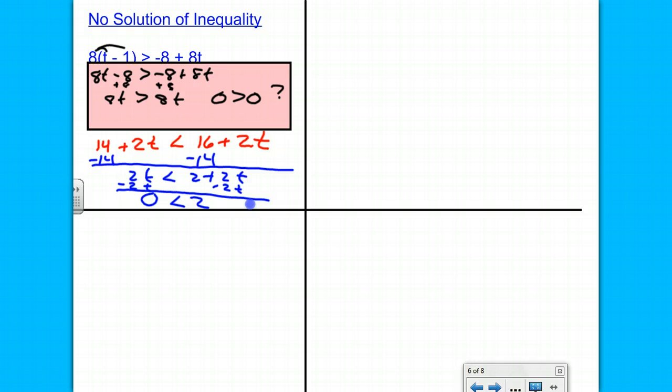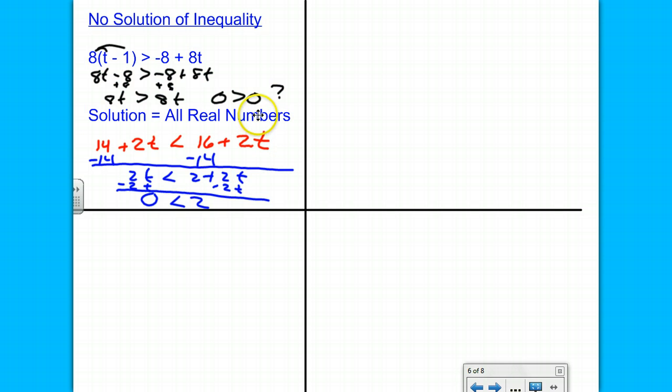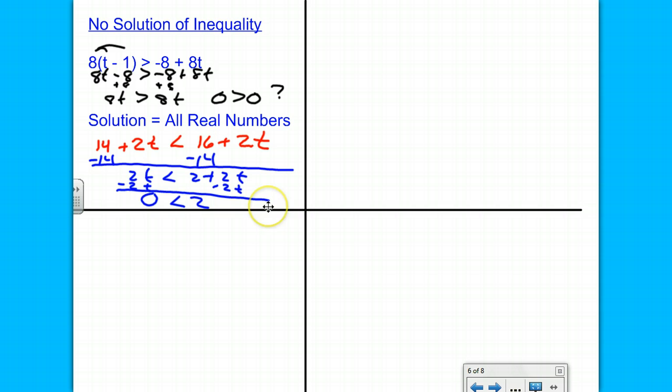And is 0 less than 2? Yes. 0 is less than 2. So how many solutions are there to this inequality? Infinite. So if you graph that, it would be a solid line that goes both ways. So underneath the pink box, we have infinite solutions. Solution all real numbers to this one, or infinite solutions as we wrote it in our homework.